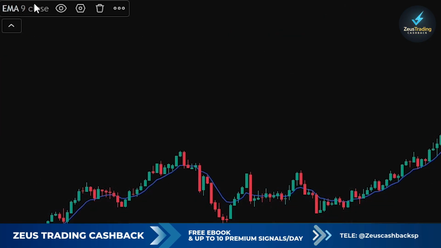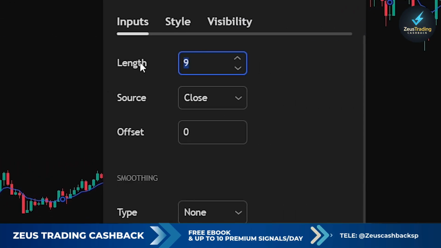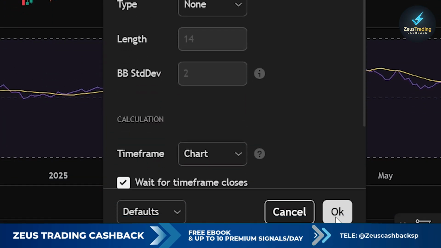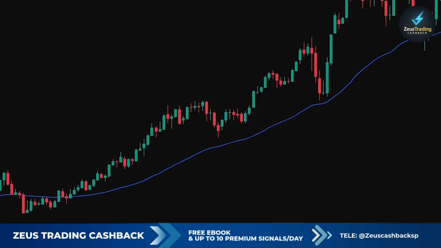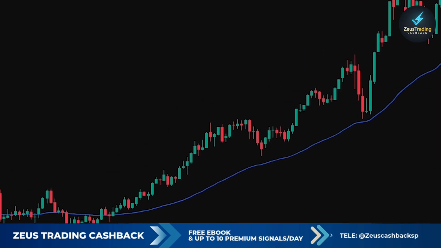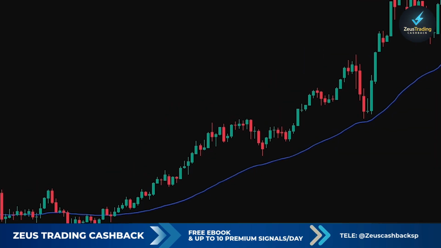Finally, use a 50-period EMA. It's sensitive enough to catch short-term trends, but stable enough to filter out small fluctuations. When price is above the EMA and the line is sloping upward, you only look for buys. When it's below and sloping downward, you only look for sells.